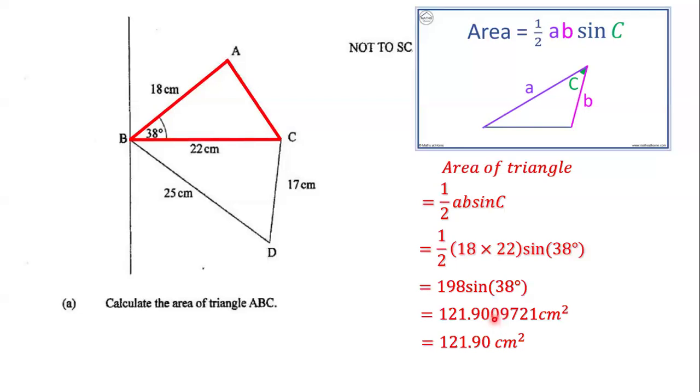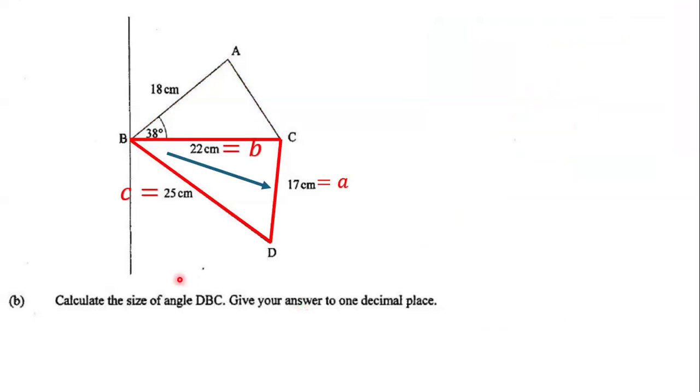Now, if we were to write this correct to 2 decimal places, notice that the next digit is 0, so we cannot round up. And so we just eliminate these digits here, and we just keep 121.90. And so correct to 2 decimal places, the area of triangle ABC is 121.90 centimeters squared.